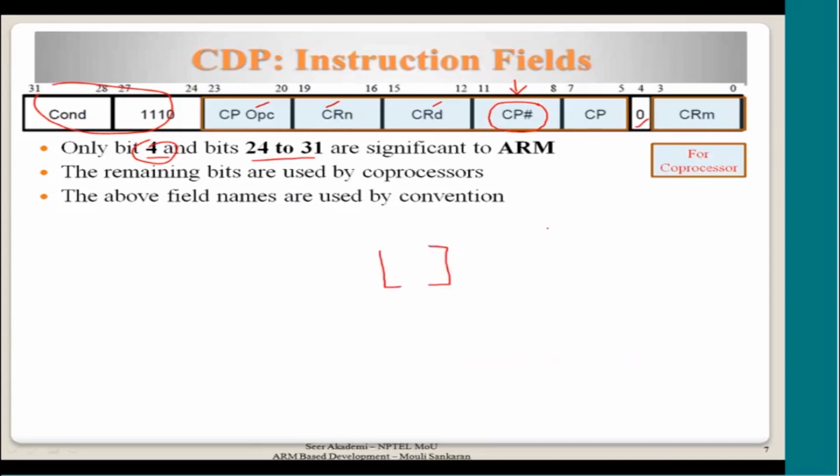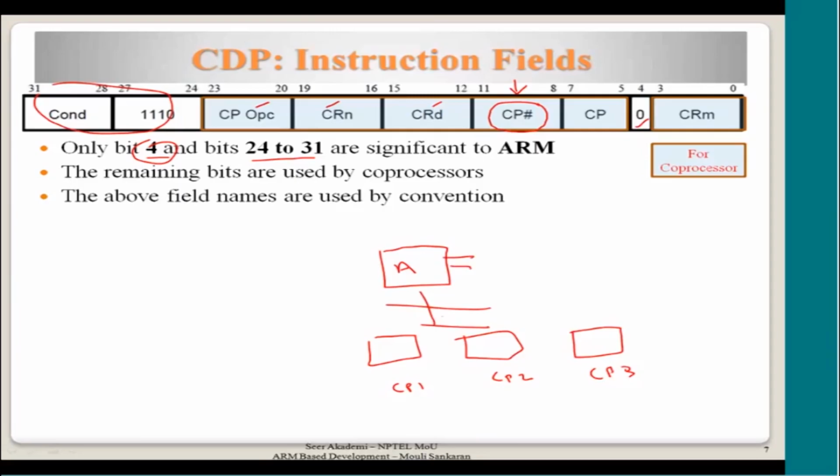See, let us again go back to our ARM coprocessors: CP1, CP2, CP3. They are all sharing the data bus and the address bus. This is memory. Sorry about these lines. This is the data bus. So now all these data buses are connected to CP1, CP2, CP3. This is the ARM.